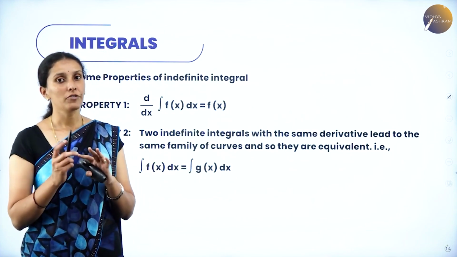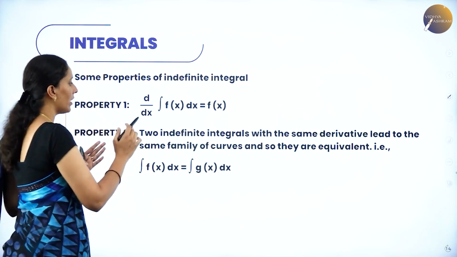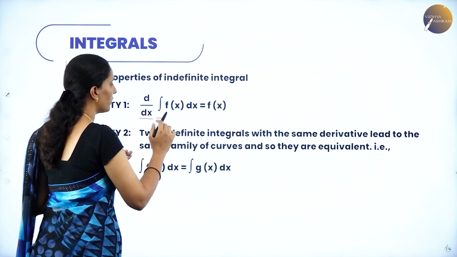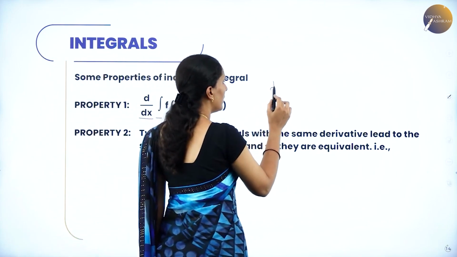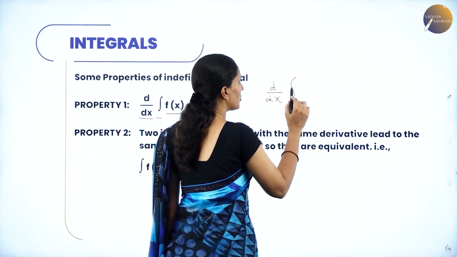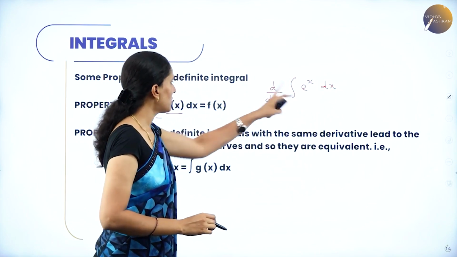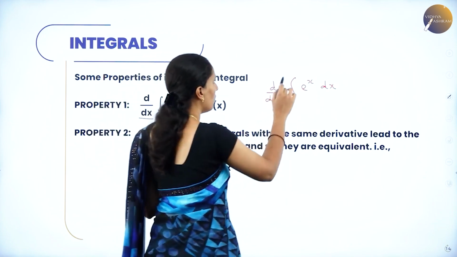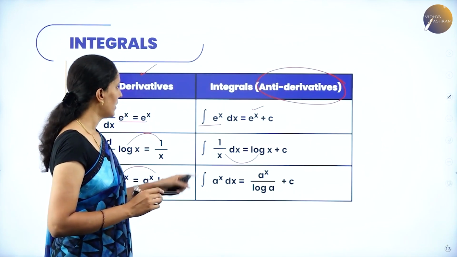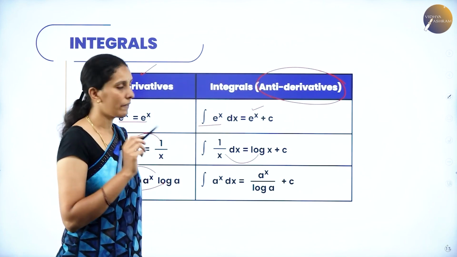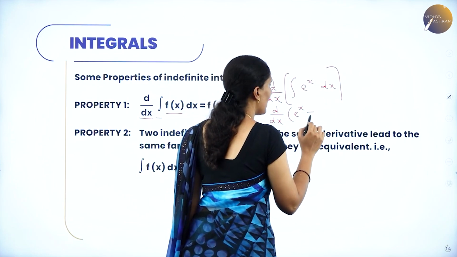Now, let's move on to some of the properties of integrals. The first property says, whenever the derivative and integral of a function are given together, the value is just f of x. That is, whenever d by dx of the integration of e power x dx is given, then the value must be e power x only. Let's check this. First, let us integrate e power x. Integration of e power x dx is e power x only. So, that is d by dx of e power x plus c.